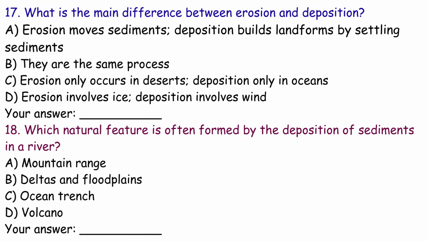Your answer. 18. Which natural feature is often formed by the deposition of sediments in a river? A. Mountain range. B. Deltas and floodplains. C. Ocean trench. D. Volcano.